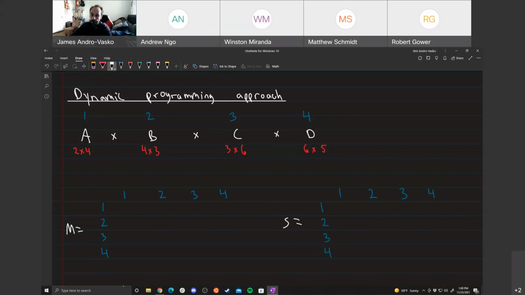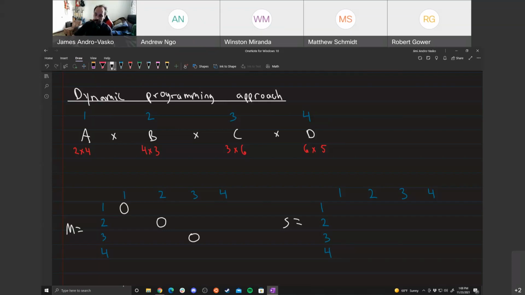Basically, what this matrix tells us is, for example, this cell right here is going to tell us the amount of multiplications to multiply 1 with itself, because we can think of A as just 1. It's going to be this first matrix right here. So obviously, it's going to be 0, because multiplying one matrix to itself, we don't have to do any work. So this main diagonal is going to be just zeros.